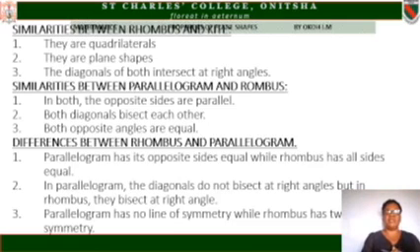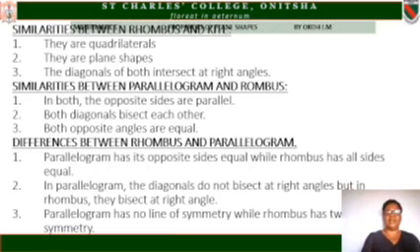Then another one is the similarities between a parallelogram and a rhombus. The first one, in both, the opposite sides are parallel. Then number 2, both diagonals bisect each other. Then number 3, both have equal opposite angles. In a parallelogram, the opposite angles are equal, and also in a rhombus, the opposite angles are equal.